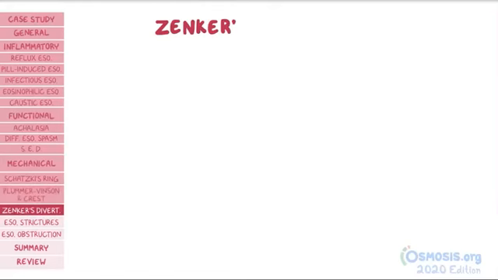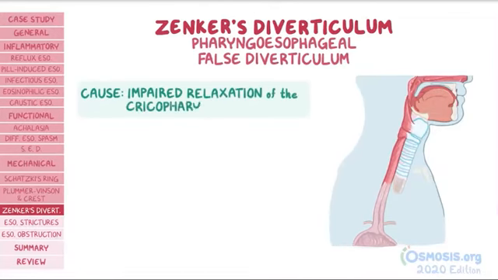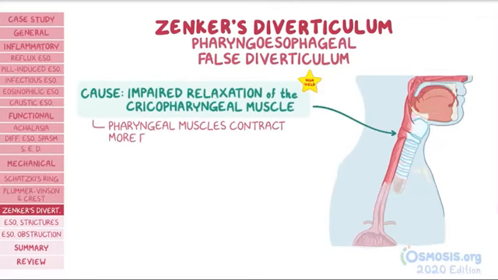The next one is Zenker's diverticulum, which is also known as pharyngoesophageal false diverticulum. For your exam, a high-yield fact is the underlying cause of this condition is impaired relaxation of the cricopharyngeal muscle. As a result, pharyngeal muscles contract more forcefully to propel the food to the esophagus, but at the same time they increase the pressure within the distal pharynx.